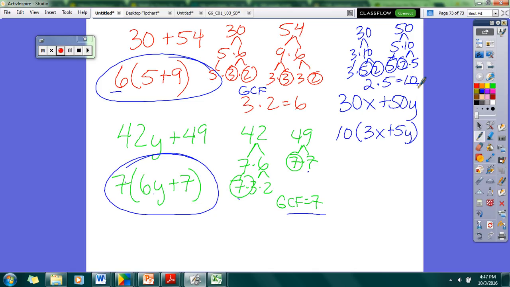I want to show you one more. For example, if I had 30x plus 50x, since they both have an x, I can also pull out an x. So I can say 10x times 3 plus 5. So that's just a little bonus there.